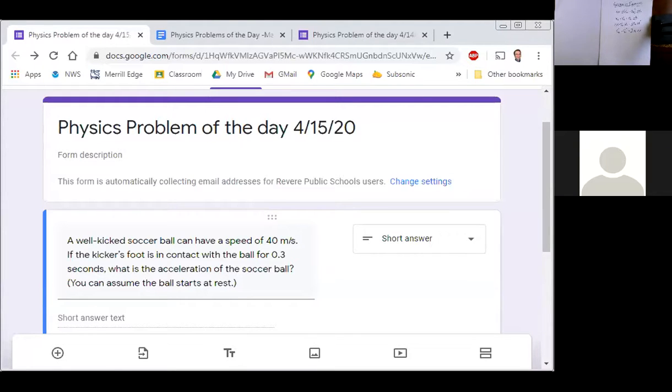We got the initial velocity. What's the initial velocity, Jose? Zero. Yeah, because it starts at rest, right? We can assume it starts at rest. Good.